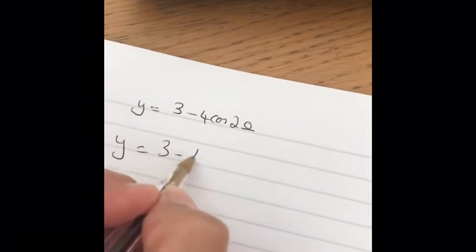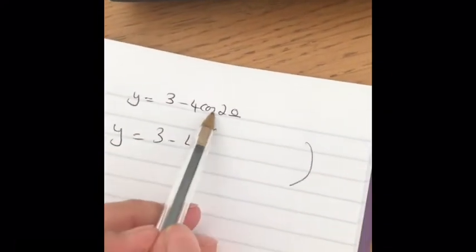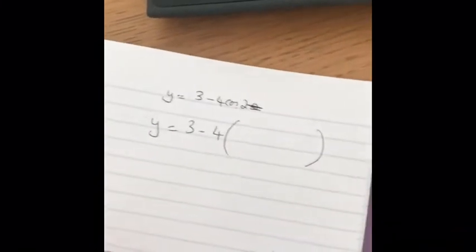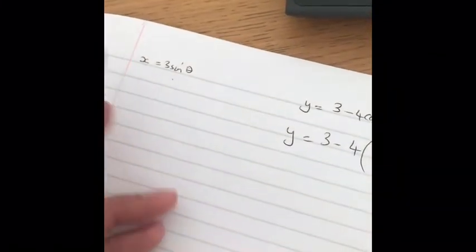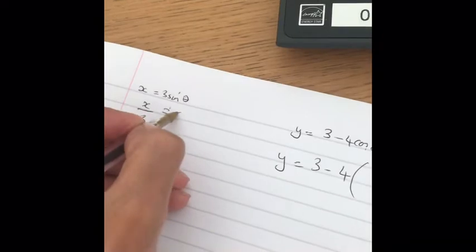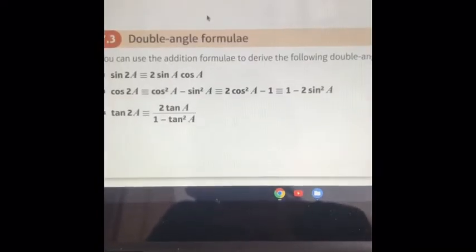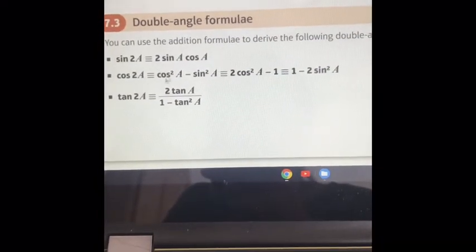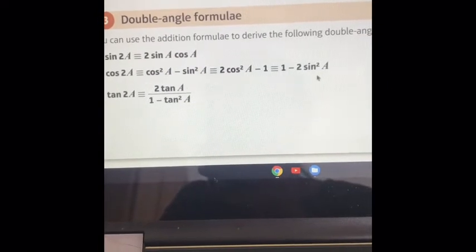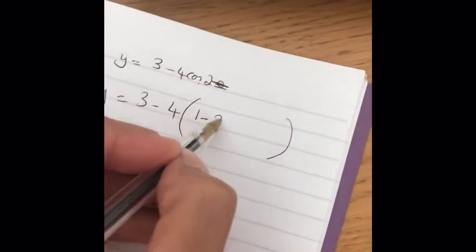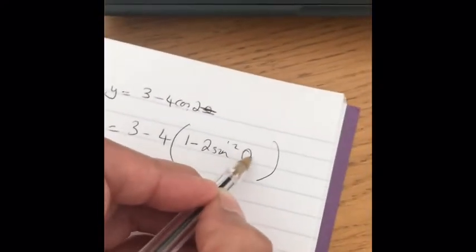All right, so I'm going to start here. So I've got 3 minus 4 cos 2 theta. As you know, there's 3 different forms of cos 2 theta. I'm going to use the one that has only got sines in it because I have that x over 3 is sine. You've got it in your book there as well. I have got that cos 2a is 1 minus 2 sine squared a. So I'm going to replace that with 1 minus 2 sine squared, in this case, theta, like that.